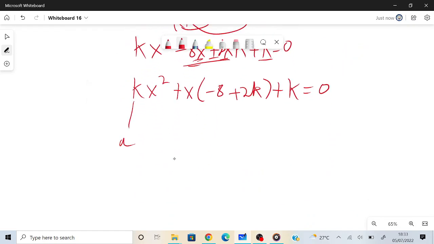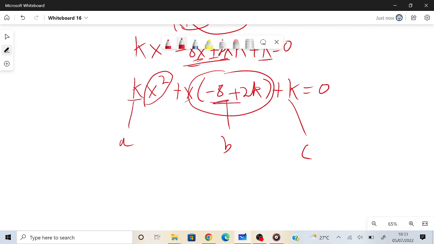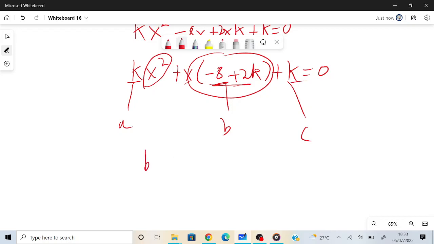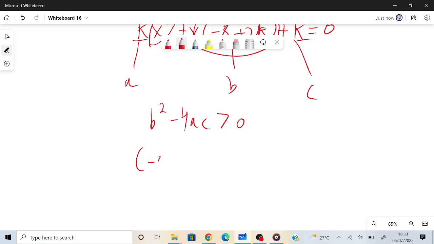So we have our a, we have our b, we have our c. Our a is what's attached to x squared, that's k. Our b is what's attached to x, so minus 8 plus 2k, and our c is the term independent of x, which is k. So we now do b squared minus 4ac is greater than 0. B squared, that's minus 8 plus 2k, squared, minus 4 into k into k, and all of this is greater than 0.